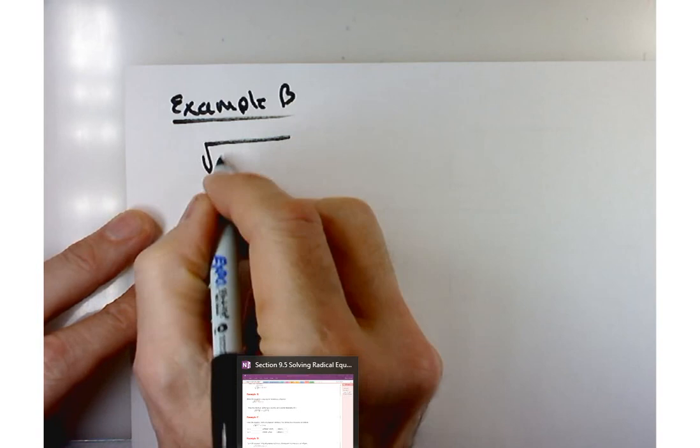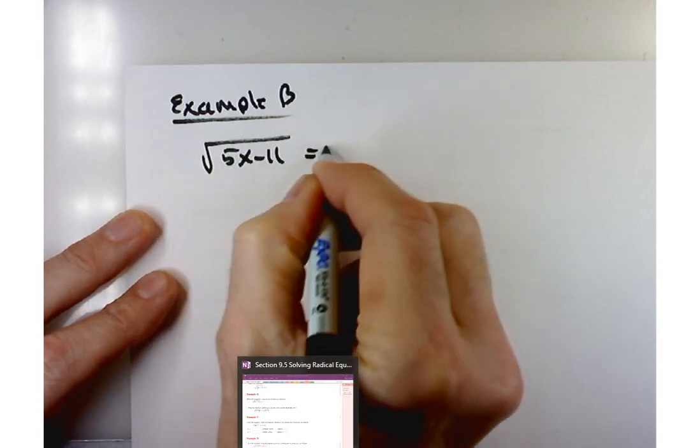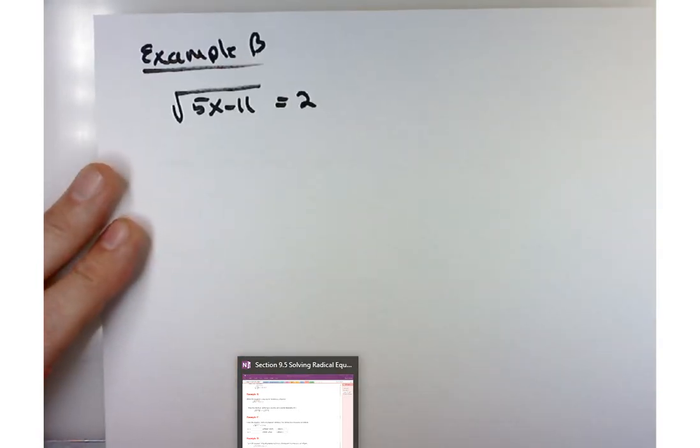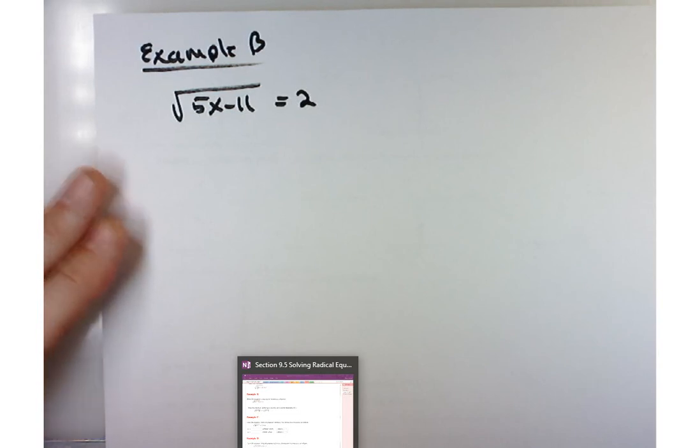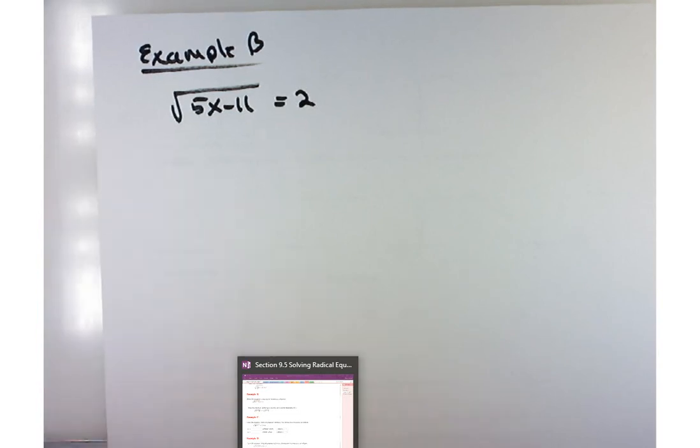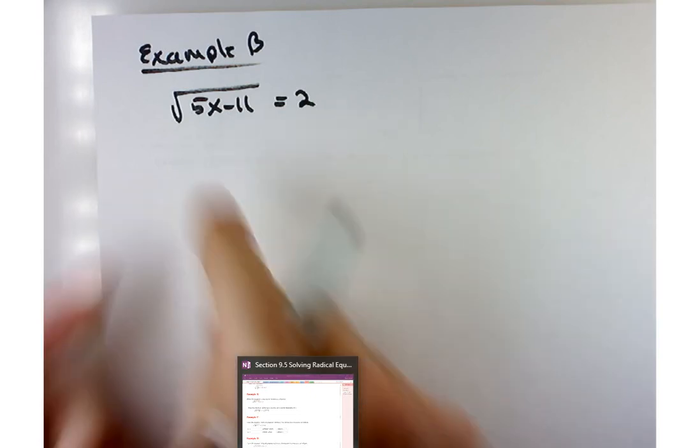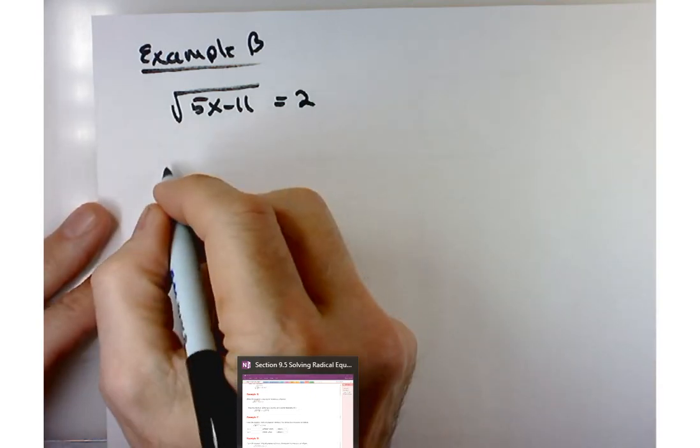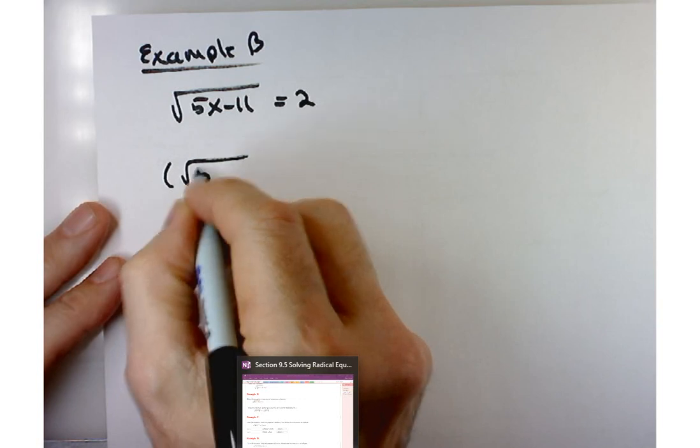Square root of 5x minus 11 equals 2. Now what you're going to want to do is the opposite operation. We need to get our hands on that x. And the only way we're going to get our hands on the x is we got to get rid of the radical. So I'm going to square both sides.